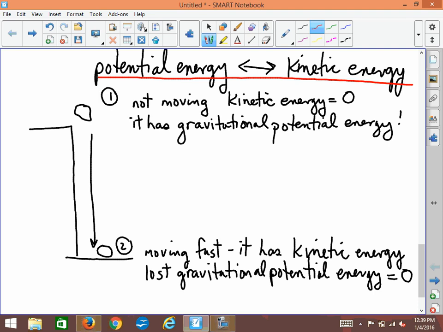Now this change is happening gradually as it falls. So if we were to examine position number 3, say some spot right here in the middle where it hasn't quite hit the ground. At position number 3, it's falling, so it is moving. So it has some kinetic energy.